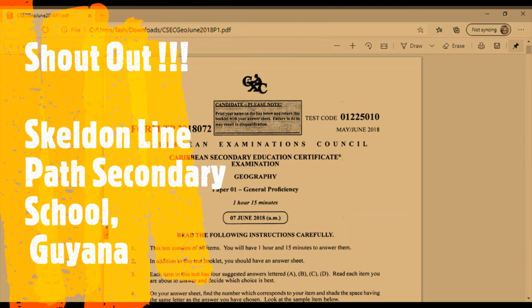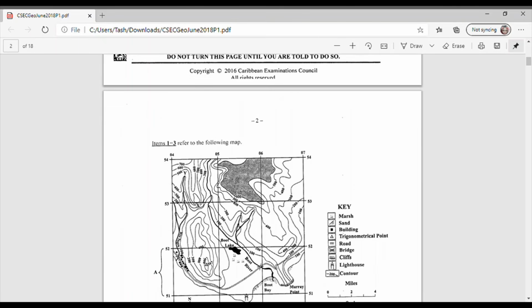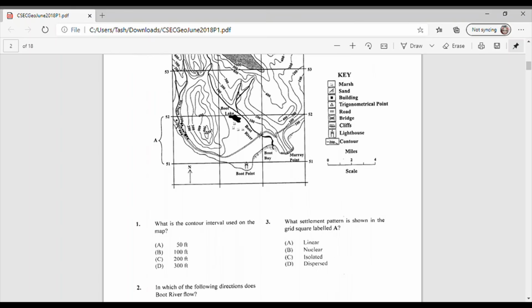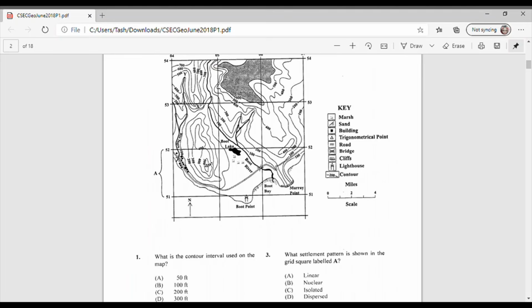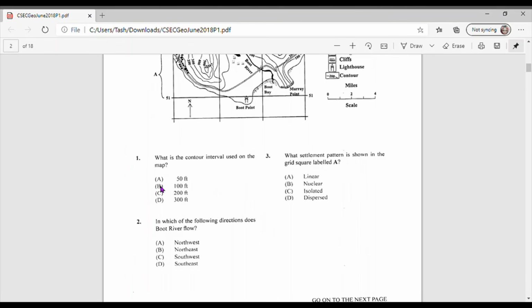Let's go to number 1. Items 1 to 3 refer to the following map, and we are seeing the map. What is the contour interval used on the map? So contour interval is referring to the spacing in between the contour lines. So we have contour lines at 100, 200, 300, 400. So the difference in between each is going to be 100. So we look for that in our answers. That's B, 100 feet.